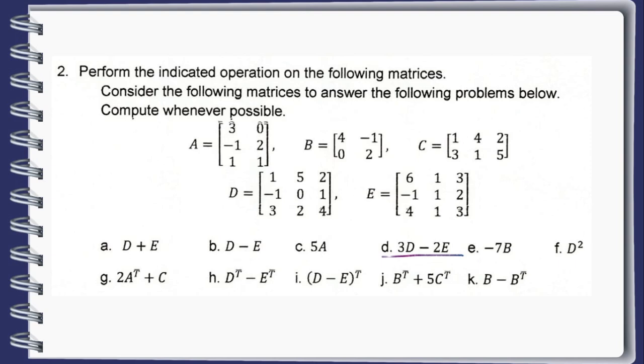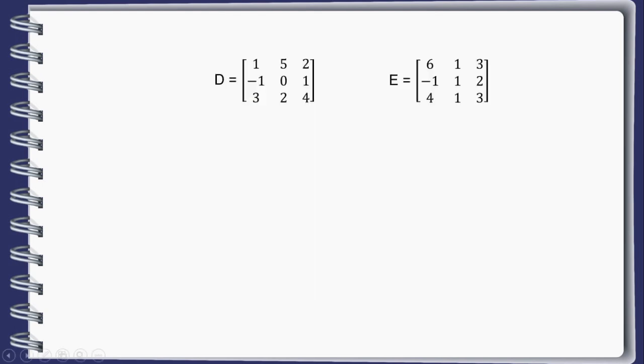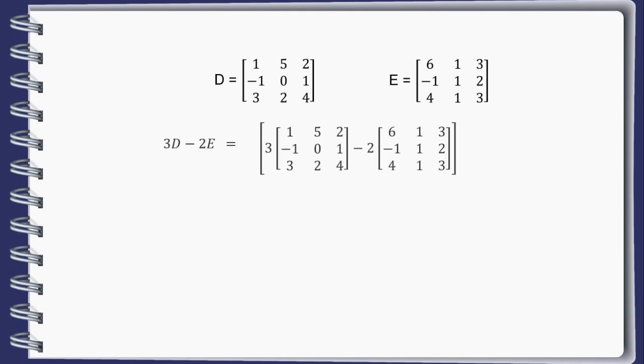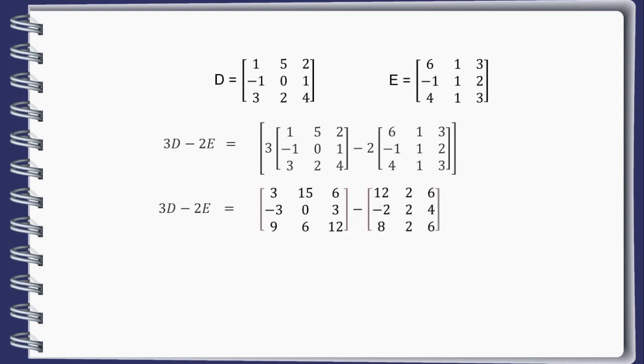In this letter D, we're going to perform the difference between 3D and 2E. So in here, we're going to focus on matrices D and E in order to perform this operation. So let's start with taking our matrices D and E. We're going to perform the indicated operation. So we have 3D minus 2E. Now performing the scalar multiplication, we have this matrix. Then we can perform subtraction on both matrices.